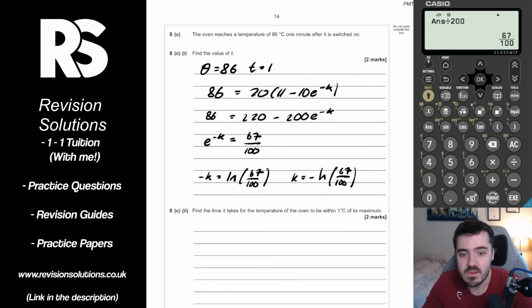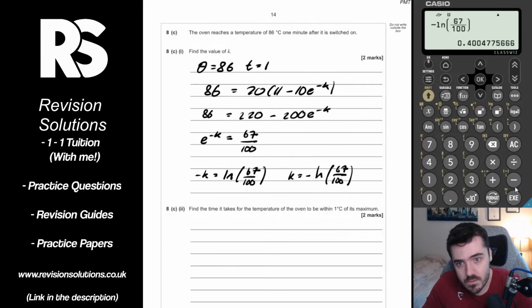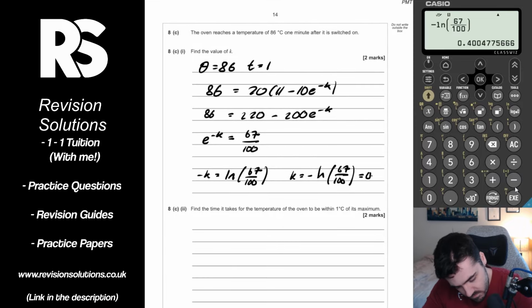So if we plug that in the calculator, minus, where's the natural log? Oh, here he is. Shift, fraction 67 over 100. So 0.400 to three significant figures.